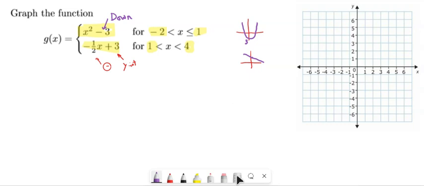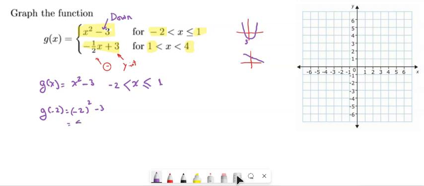All right, and again you have the x's and your mission is to find the y's. So how can you find the y's? Let's start with g of x, which is equal to x squared minus 3, and this is for x in between minus 2 and 1, right? So it's really simple. You're just going to plug in g of minus 2, and this is going to give you minus 2 squared minus 3, which is equal to 4 minus 3, and this is 1.